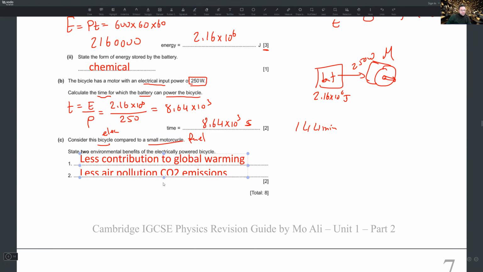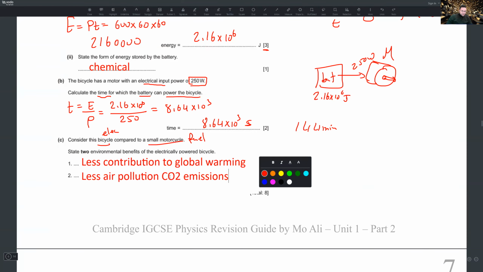Okay. Then I can't talk about efficiency, I can't talk about cost. I can't talk about them. Aren't those the same points? They're not. Because air pollution is something which is smoke and all that.